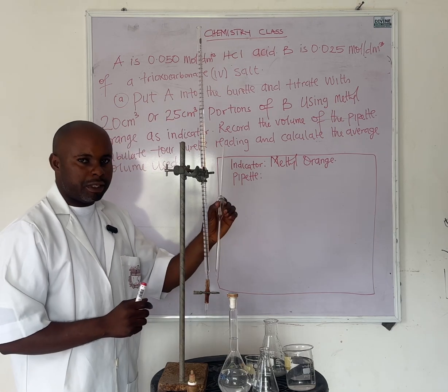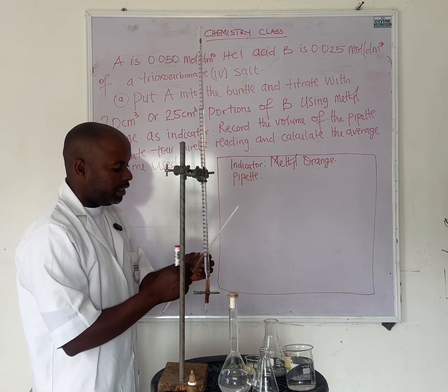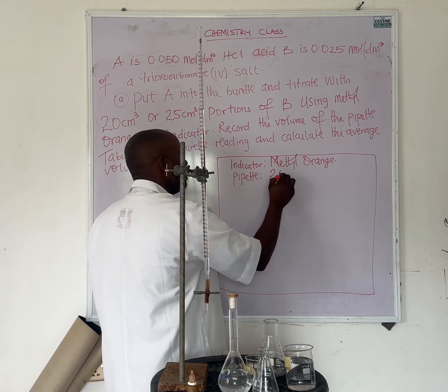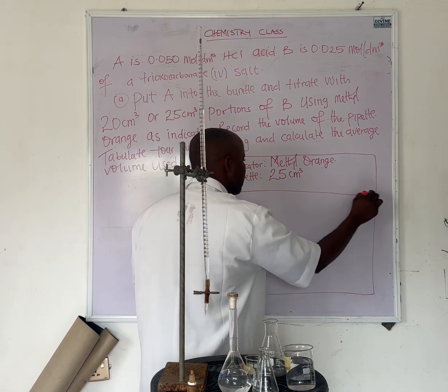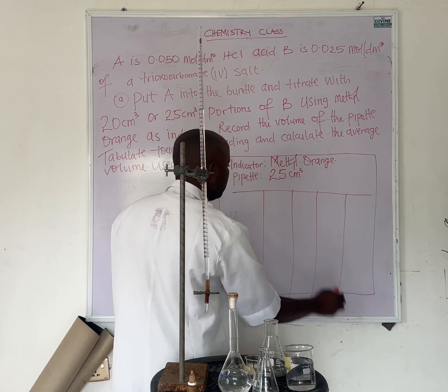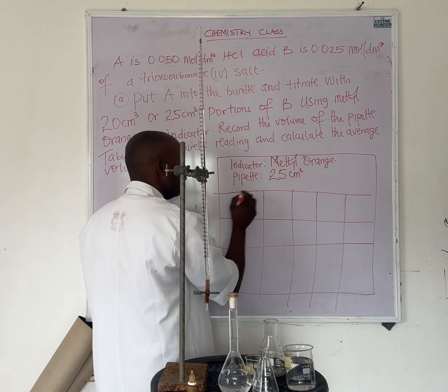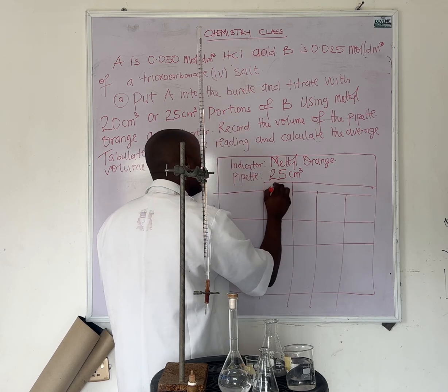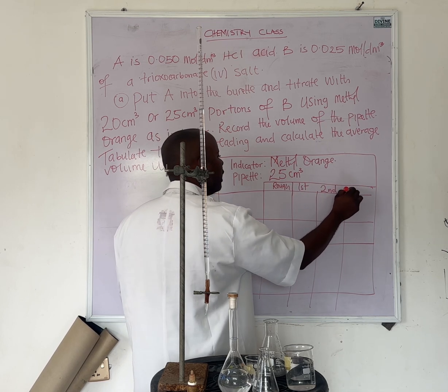This is 25 cm cube. Some of you are writing in different centers all over Nigeria, so please ensure you know the volume of your pipette. In your center, here we are going to write 25 cm cube. So let's have a table. Here we're going to have the rough, the first, the second, and the third titration.